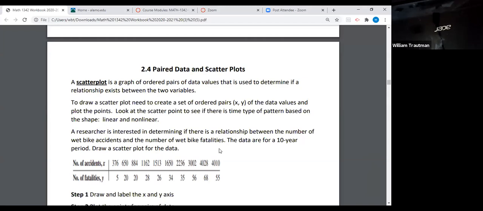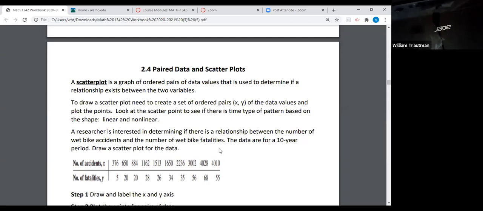Okay, let's try this. 376. Oh, well, I got that one wrong. 376, 650, 884, 1162. There we go. I'm missing one. 1513, 1650, 2236. See, that makes sense. You guys got to stop me. I'm trying to do this while looking at it on the side, and it's not working. Okay, so now I got to go back to L2 and fix it. Next time, do it in all capitals so you can scream at me.